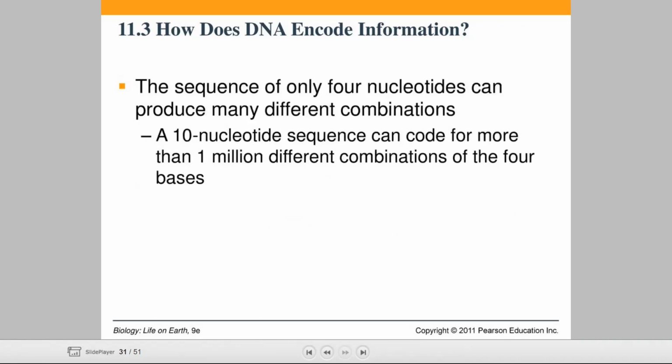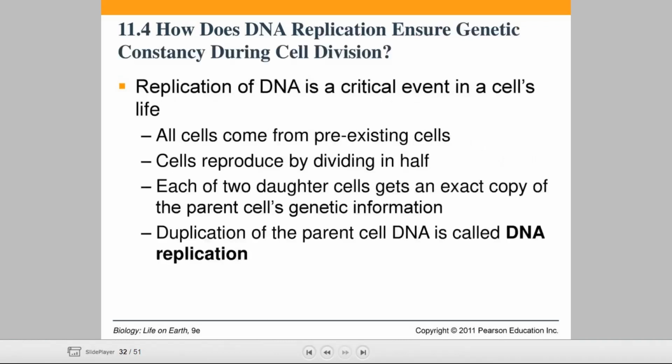Now, the sequence of only four nucleotides can produce many different combinations. A 10 nucleotide sequence, for example, can code for more than 1 million different combinations of the four bases. So you can imagine if it is a 20 nucleotide sequence or a 100 nucleotide sequence, of course, the resulting number of combinations will be a lot more than this.